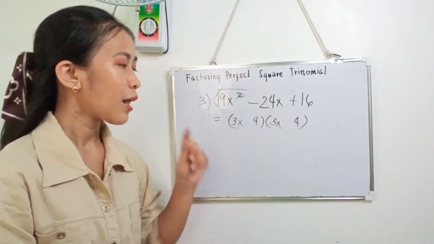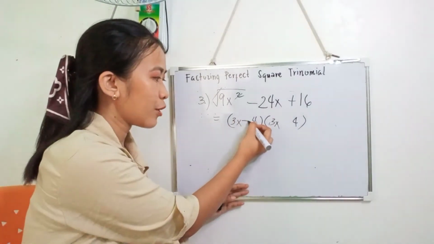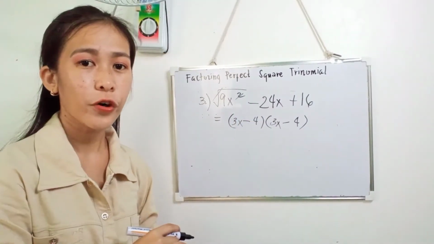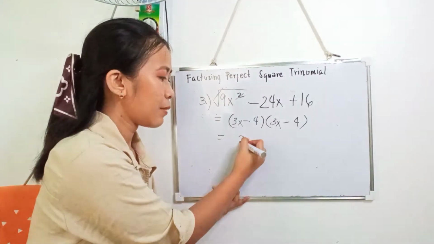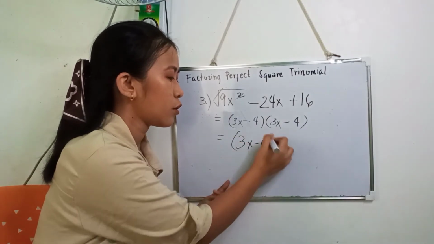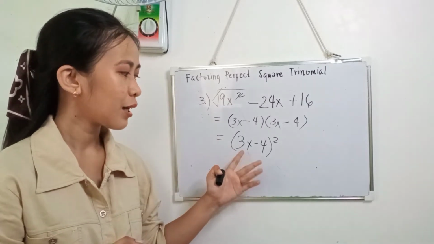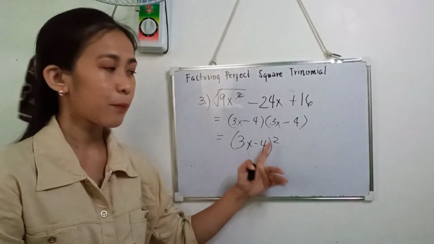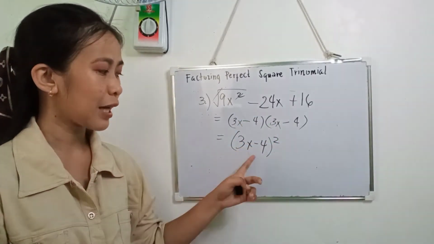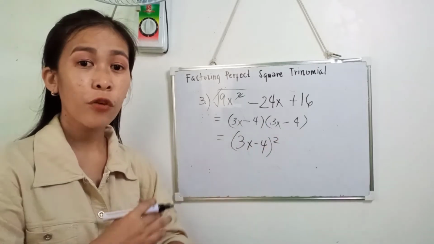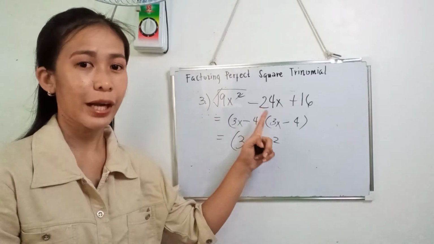Yan. And then, dahil nga tayo ay minus and plus, therefore, that is minus. 3x minus 4 times 3x minus 4, or when we simplified it, ito yung kakalabasan niya: 3x minus 4 squared. Okay? So, feeling ko alam niyo naman na kung bakit naging 3x minus 4 squared. Kasi nga po, dalawa sila or parehas lang naman sila. Okay? So, kapag chinek nyo sila, when we multiply this using the FOIL method, makukuha din naman talaga natin si 9x squared minus 24x plus 16.